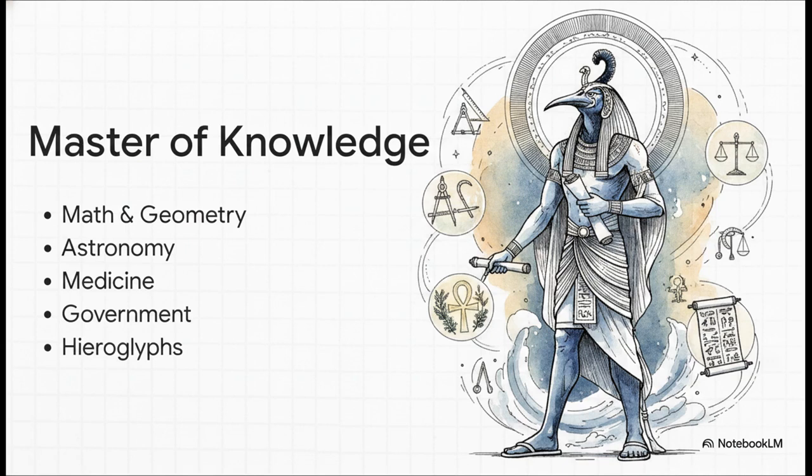The Egyptians regarded him as one, self-begotten and self-produced. He was credited as the author of literally every single branch of human and divine knowledge. We are talking hieroglyphs, mathematics, astronomy, medicine, and even civilized government. He was the ultimate master of both physical science and moral law.